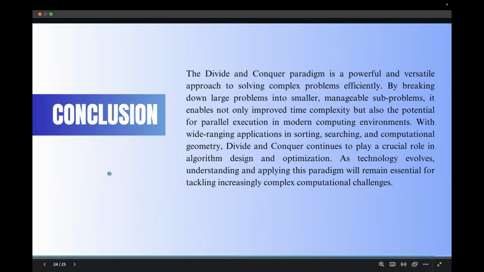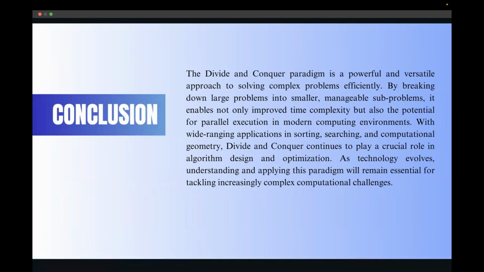In conclusion, the divide and conquer paradigm stands as a cornerstone in the realm of algorithm design and computational problem solving. By effectively breaking down complex problems into smaller, more manageable subproblems, it not only enhances time complexity but also capitalizes on the power of parallel processing in today's advanced computing environments. From its vital applications in sorting and searching to its impact on geometric algorithms and matrix multiplication, divide and conquer has proven to be a versatile and indispensable approach in various fields.